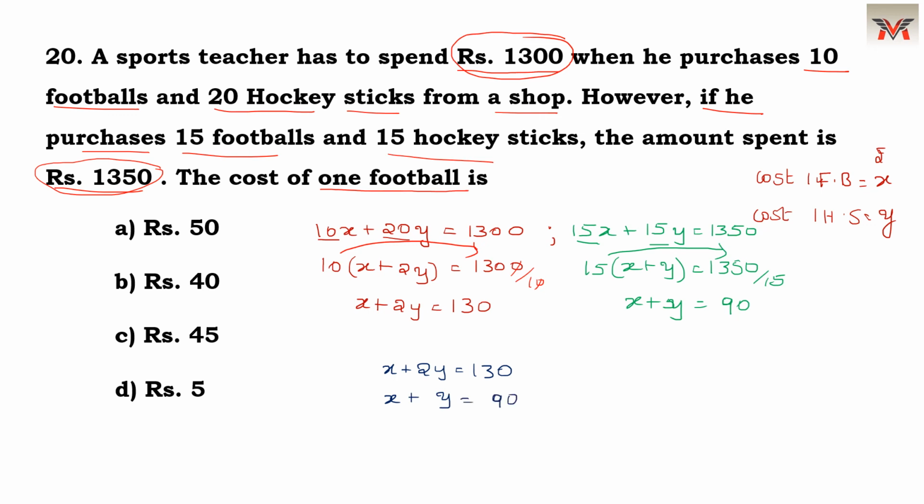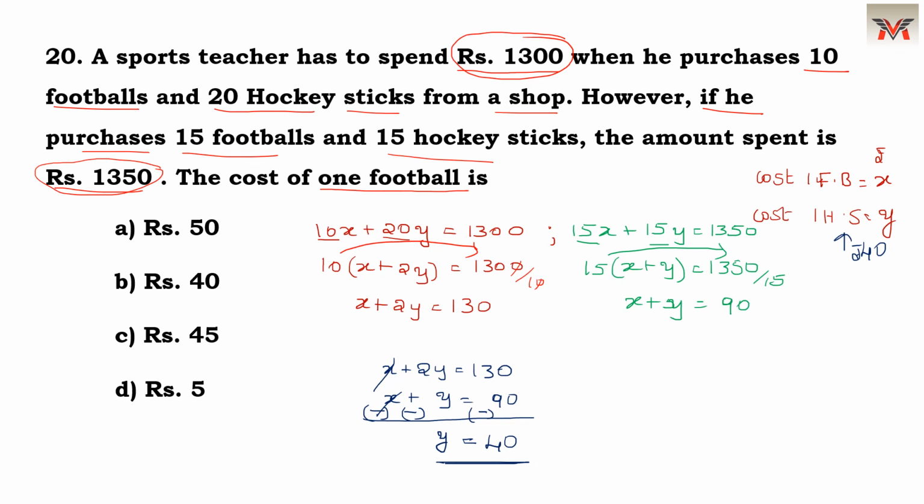So we can solve this easily because the coefficient of x is common. It is the same. Therefore, we can go with the subtraction here. So we can eliminate x. What is y? 2y minus 1y, that is equal to y itself. So y is equal to how much here? 130 minus 90. That gives you 40. So the cost of the hockey stick is rupees 40.